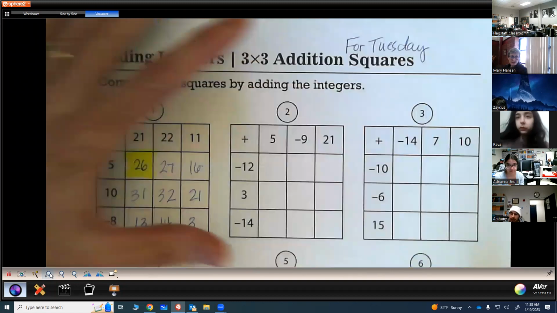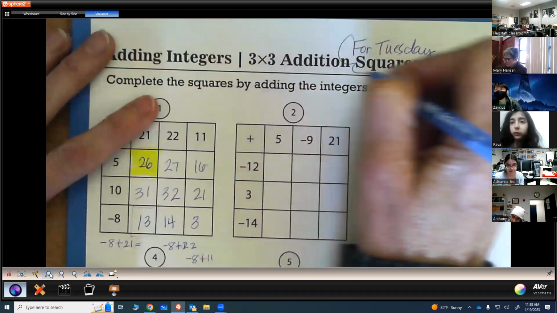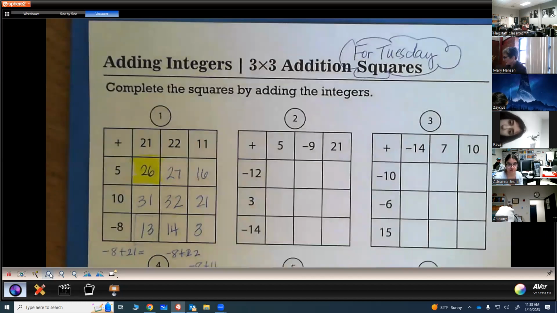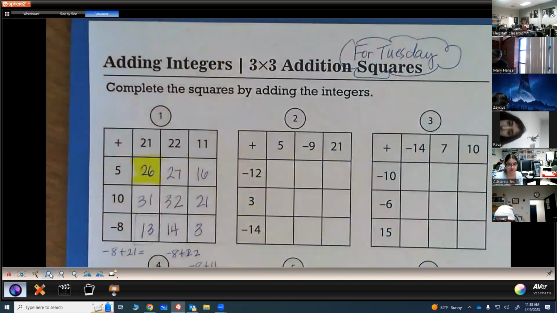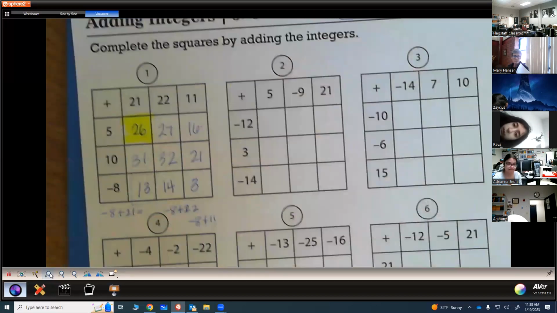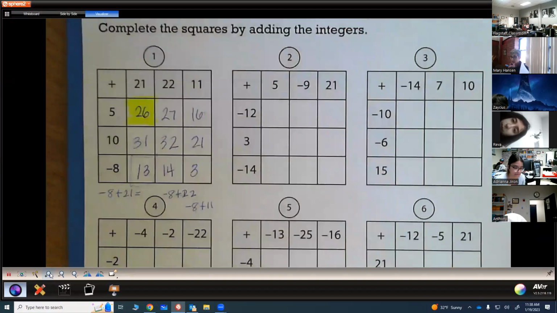And that'll give us an opportunity to kind of revisit adding positives and negatives as we get started. Any questions on that? You're welcome to use your calculator and check your work. I just encourage you not to use a calculator to do it because you just need to get some practice.